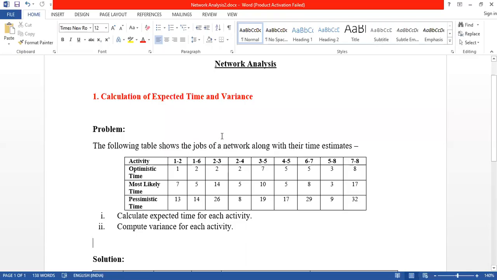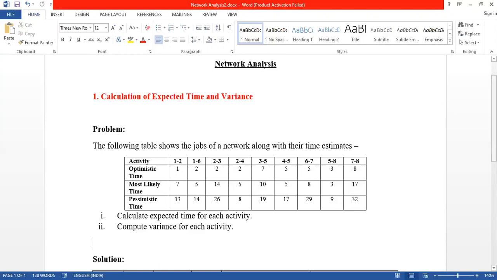In continuation to the lecture series of network analysis, we will be discussing another practical tool, that is expected time and variance. So the session is particularly dedicated for calculation of expected time and variance. This is calculated when we are using PERT, project evaluation and review technique.